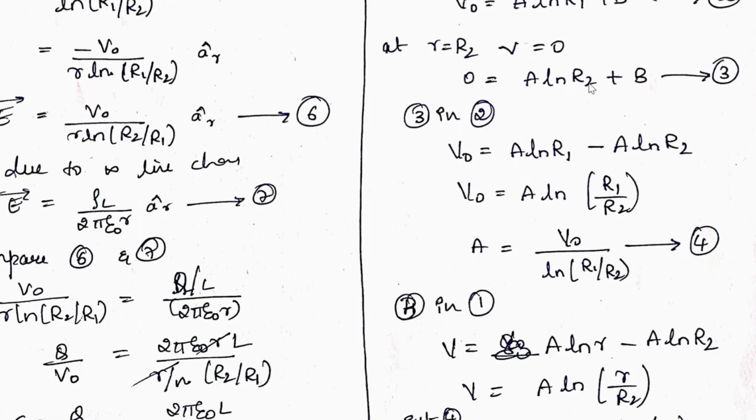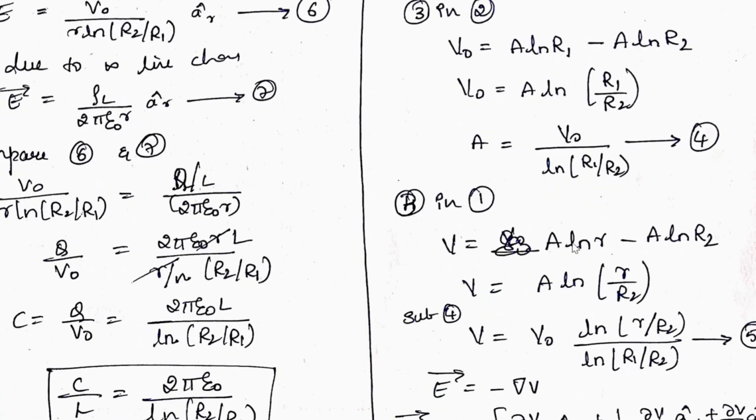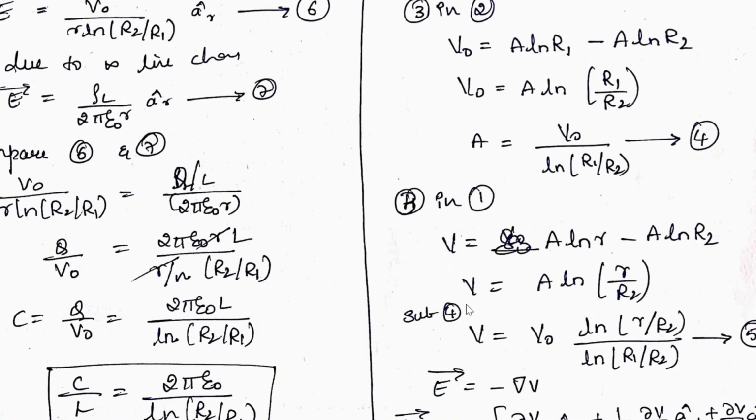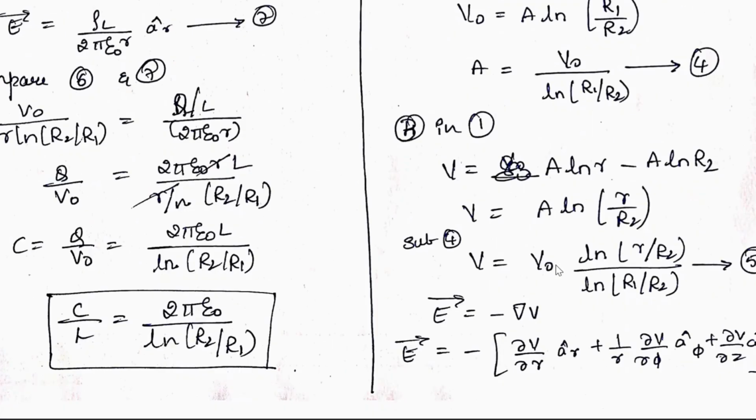Put equation 3 and this in 1. So you have to substitute the A and B. What do you get? V is equal to A ln R minus A ln R2. V is equal to A ln of R by R2. That is substituting the 4 in that. As we know the A, we get V is equal to V0 ln of R by R2 divided by ln of R1 by R2. This is my equation 5.